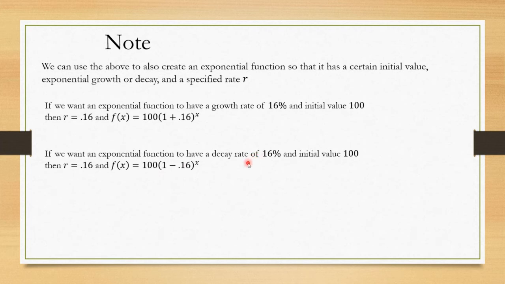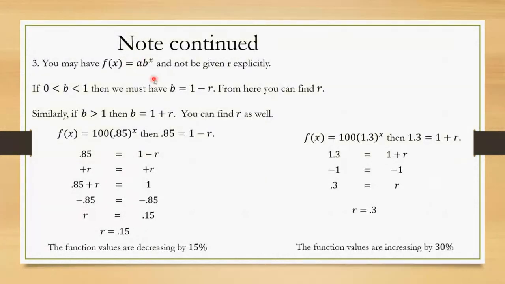Now, sometimes you may not have 1 plus or 1 minus something, because you can have an exponential function that looks something like this. Remember how this was originally how the exponential functions were presented? You can have something like a times b to the x. But looking at b, you can still rewrite it as 1 plus r or 1 minus r. It depends really on b and the given information.